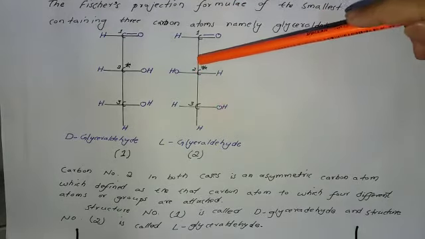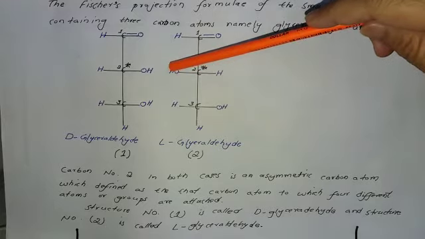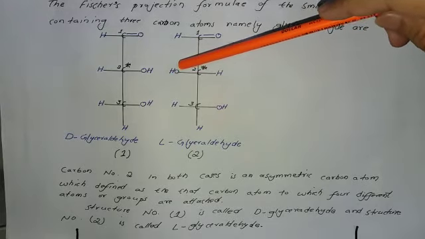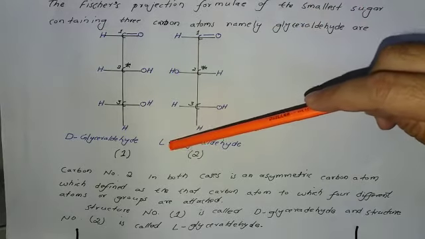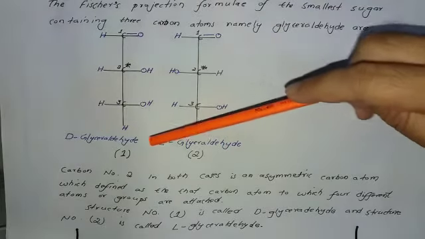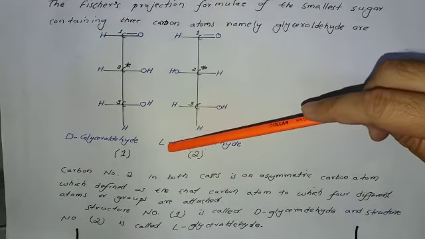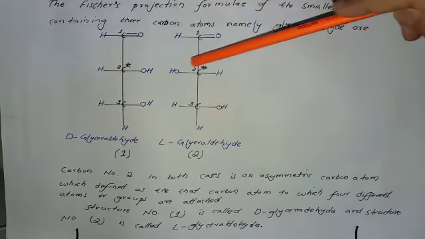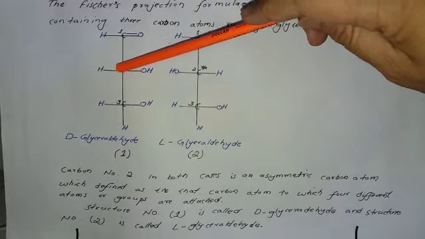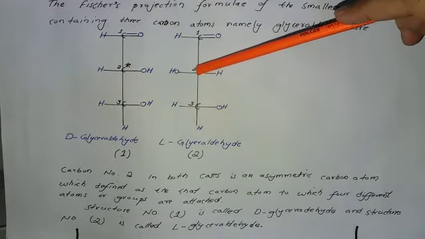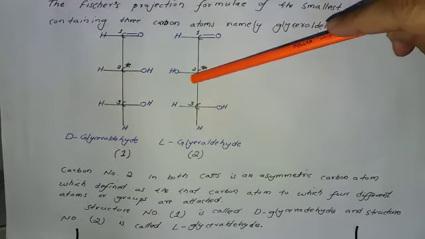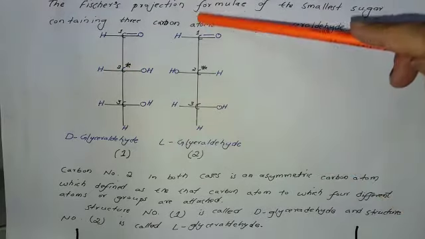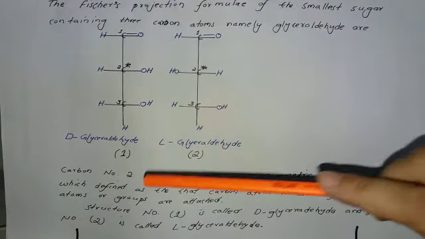So when the hydroxyl group is attached to the left side of this asymmetric carbon, that's why it is called L-glyceraldehyde. D and L are the letters used to differentiate between these 2 structures on the basis of the attachment of the hydroxyl group to this asymmetric carbon atom. So this is the structure of D-glyceraldehyde. This is the structure of L-glyceraldehyde.